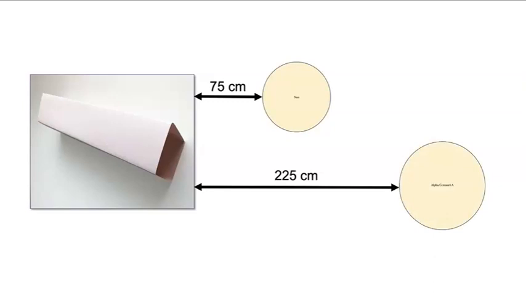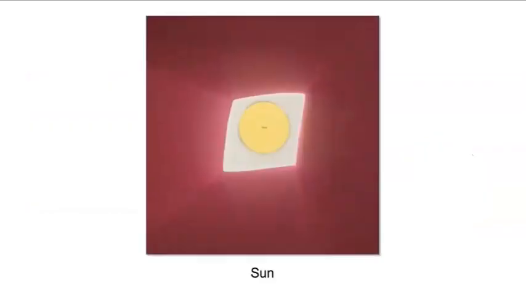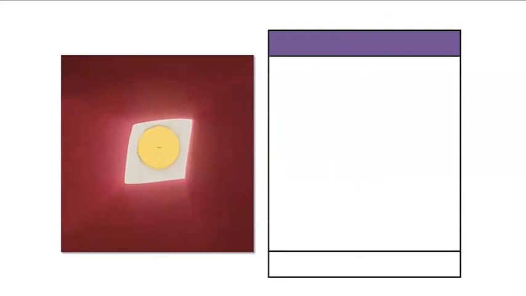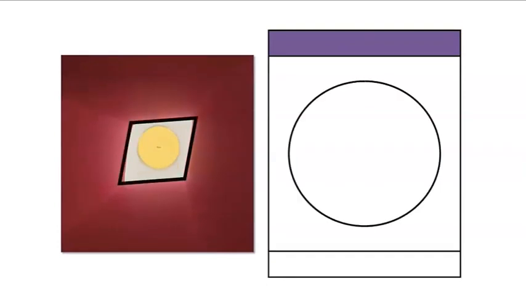Let's observe the sun first. The sun takes up almost the entire viewfinder. Let's draw our observations. The outline of the center box represents the outline of the viewfinder. We can draw a large circle to represent the sun. Let's also write that the sun is viewed from about 75 centimeters away.